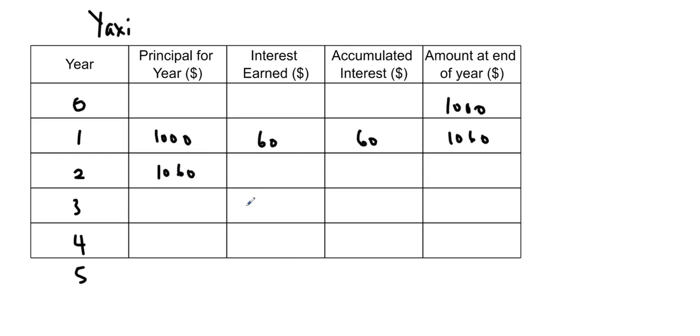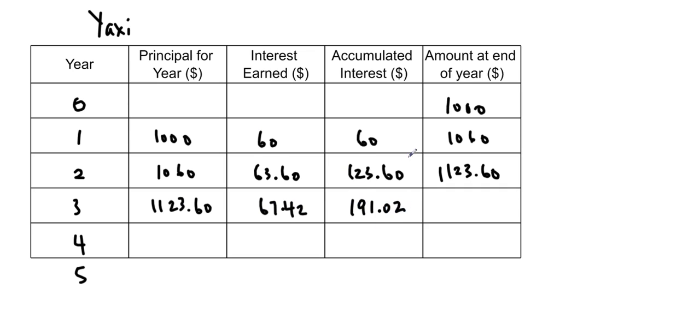So now we're multiplying by 1060. 1060 times 0.06 gives us 63.60. You just do it in your calculator. And so the accumulated interest is 60 plus 63.60, which is $123.60. And the total amount she's earned is 1060 plus 63.60, which is $1,123.60. Now we take that number, move it to the front, and multiply this new principal by 0.06, and we get 67.42 as the interest earned that year. If we add all the interest earned together for the accumulated interest, it ends up being $191.02, and the total amount at the end of the year is $1,191.02.